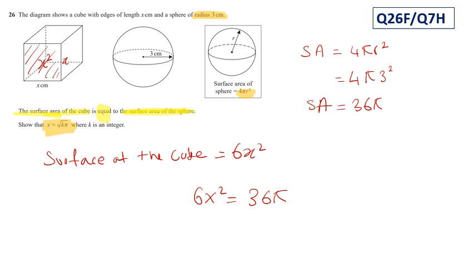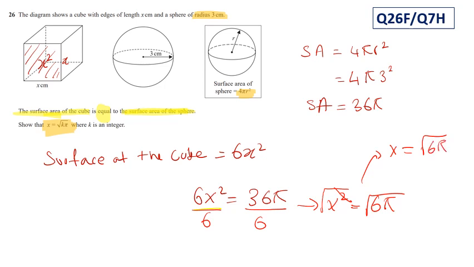So I'm going to need to isolate for x. To do that, I'm going to divide both sides by 6. So I'm going to divide the left hand side by 6 and the right hand side by 6. That gives me x squared equals 6 pi, and now I'm going to square root both sides. If I square root the left hand side and I square root the right hand side, the square root of x squared is just x, and the square root of 6 pi just remains as the square root of 6 pi, and that's it. So k in this case is 6, and that's the question finished.